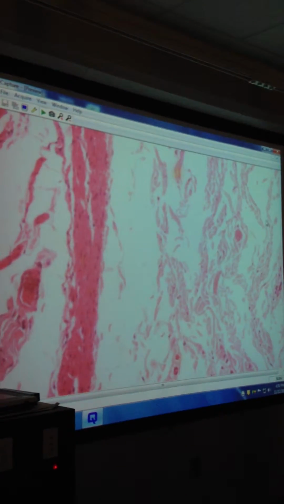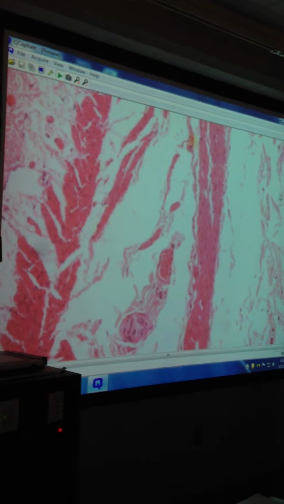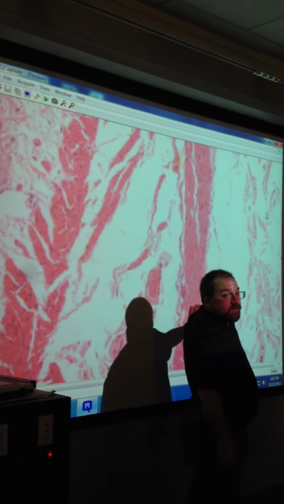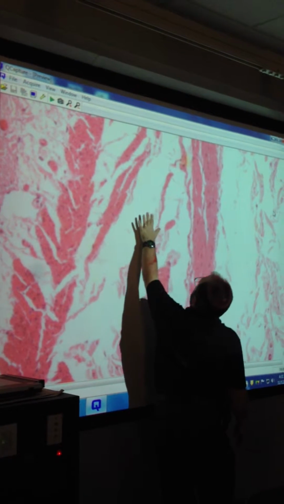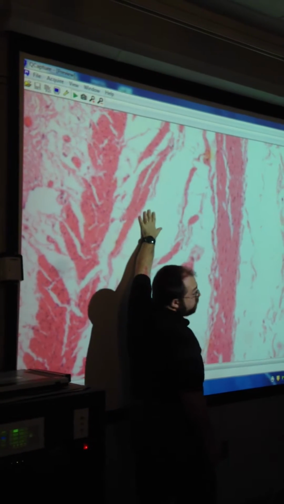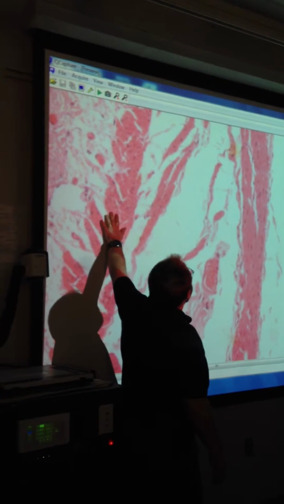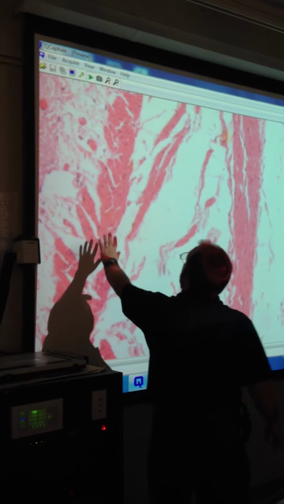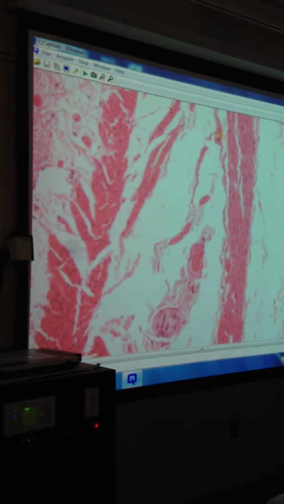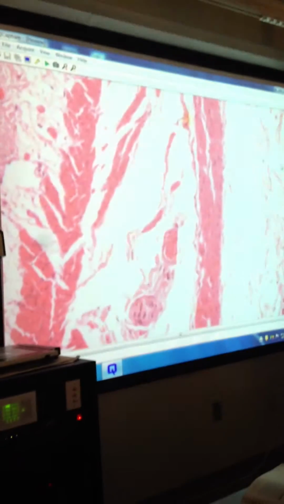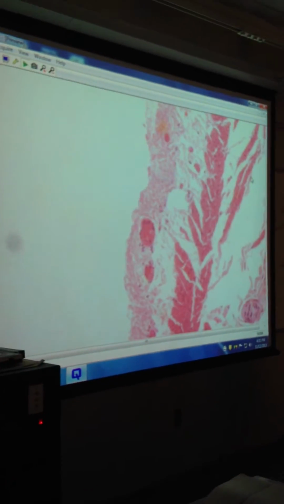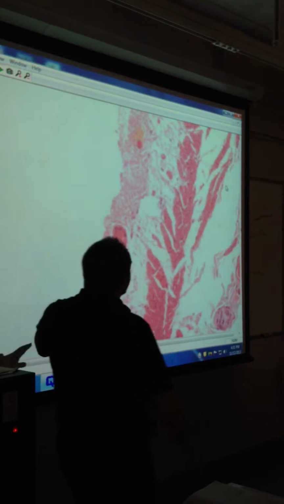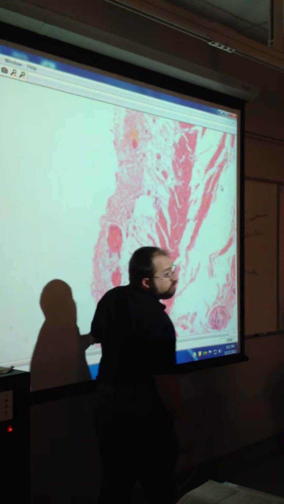We scroll along. Now we have a few layers of muscle. So this would be innermost oblique, middle circular, and then outer longitudinal. Actually work out reasonably well. Which one's outer longitudinal? Out here. And then out here, we have the serosa.